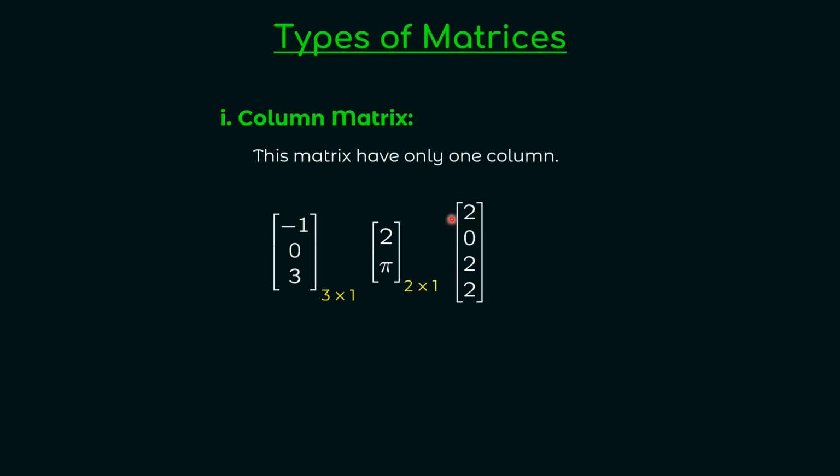And finally 2, 0, 2, 2. This matrix has 4 rows and 1 column, right? The order is nothing but 4 by 1. Number of rows by number of columns. So generally you can say that the order is m by 1. There will be m rows and only 1 column, right?